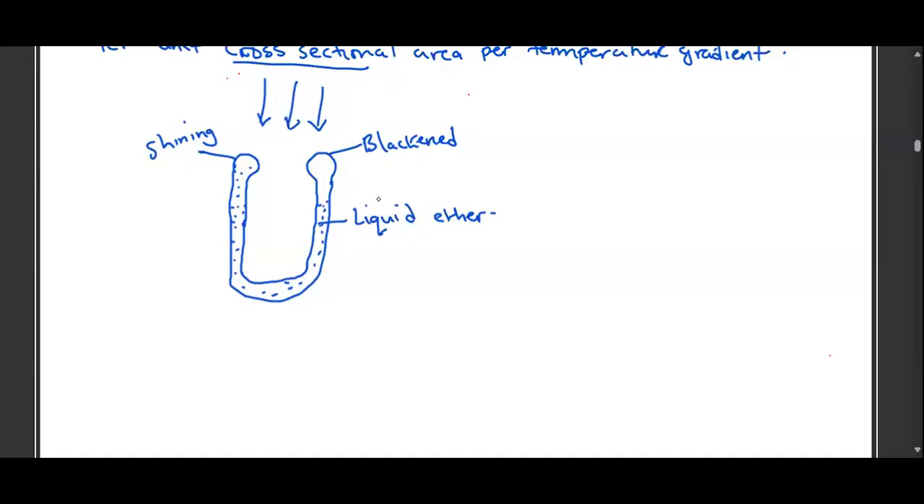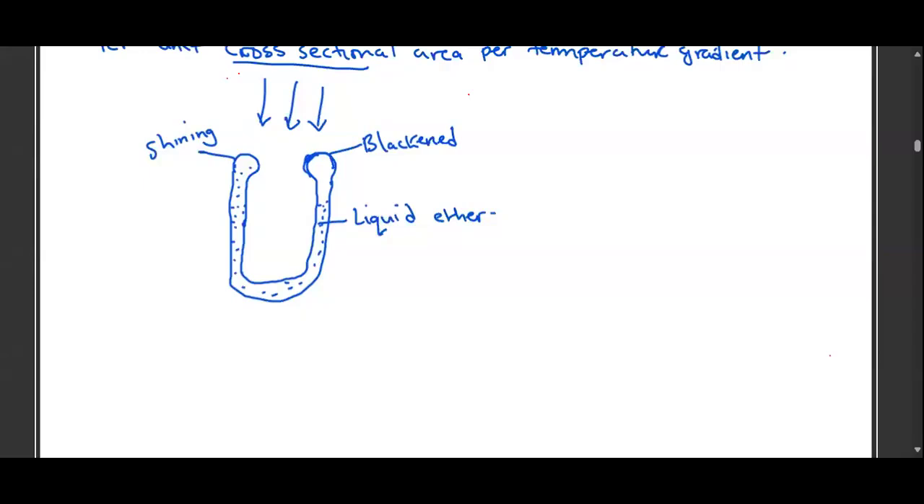This part here is blackened. Among the properties of black materials, they are good absorbers of radiations. So what happens is infrared radiations are made incident onto the tube containing liquid ether. Now, after some time, it is observed that the level of liquid ether in the shining part is going to be higher than the level of the liquid ether in the blackened side.